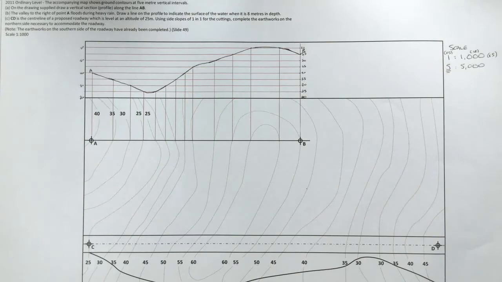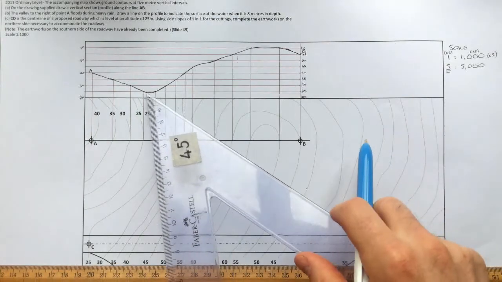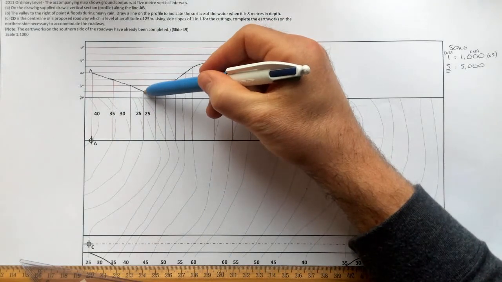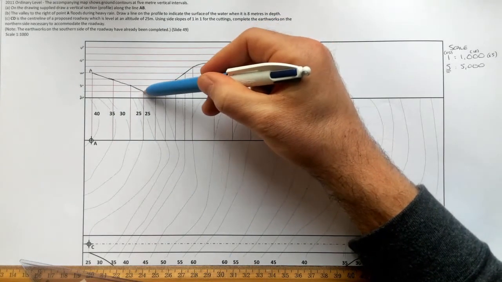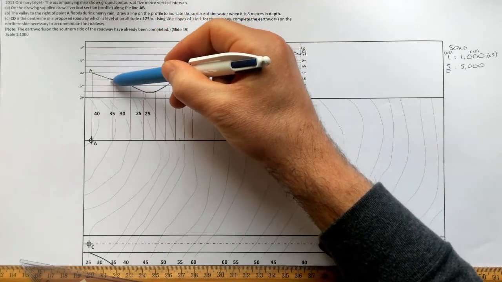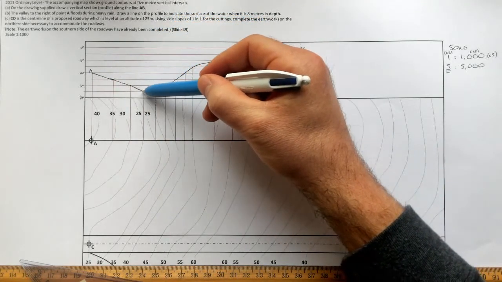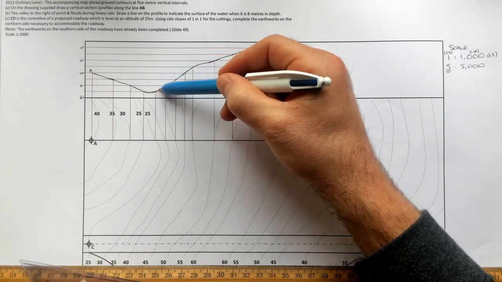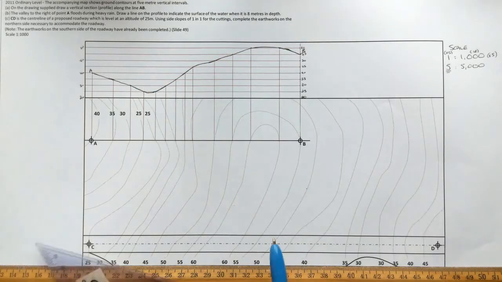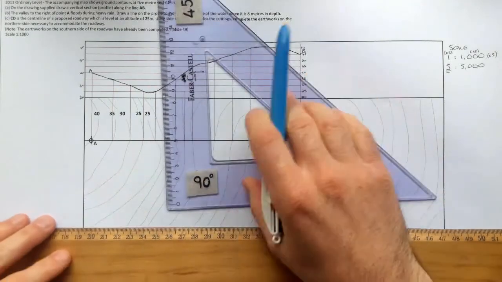Draw a line on the profile to indicate the surface of the water when it is 8 meters deep. So from the lowest point on the valley, in here I've actually dipped it, even though these 2 points are 25, I've dipped it a little bit below because the topography was going down before it goes up. Obviously it's going to dip a little bit below before it goes back up, so it's probably at about 24 or 23 meters depth there.